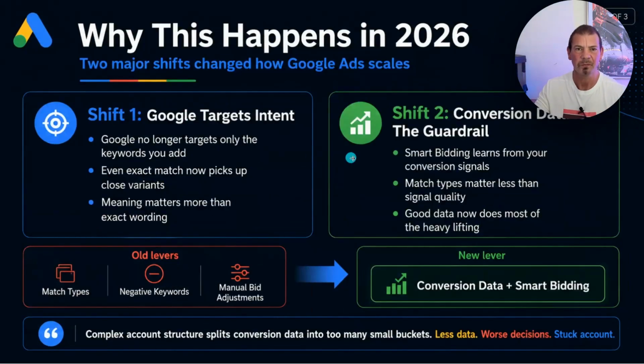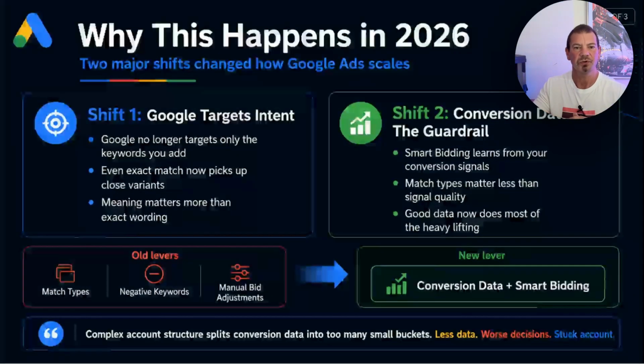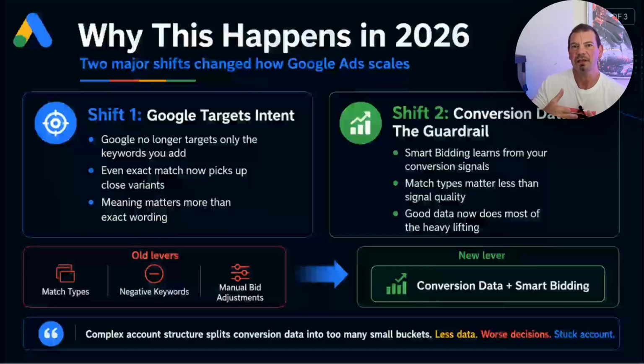So why is this happening in 2026? There's two major shifts that are happening in Google. Shift one, Google targets intent, guys. So we need to make sure that we're keeping up with the strategies that are changing within Google. Google no longer targets keywords by itself. You need to make sure that you're adding in long tail keywords, and by that, you're giving the algorithm more information. So rather than just putting a keyword or two keywords in, try to think of how you can almost make a sentence. And that's the way Google's going. So if you can add in 4, 5, 6 keywords that give the algorithm a little bit more understanding of what you're trying to look for, then potentially you're going to get better results.